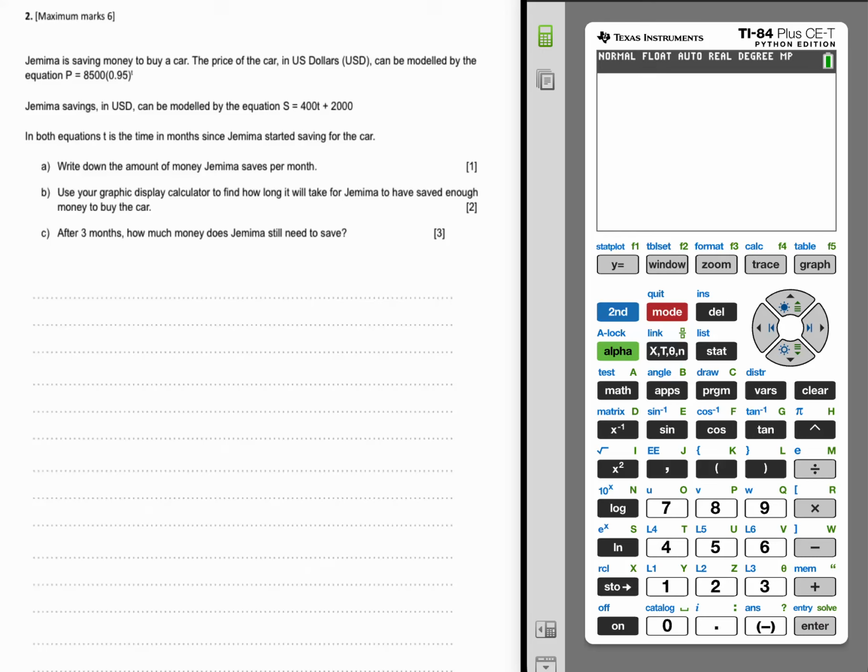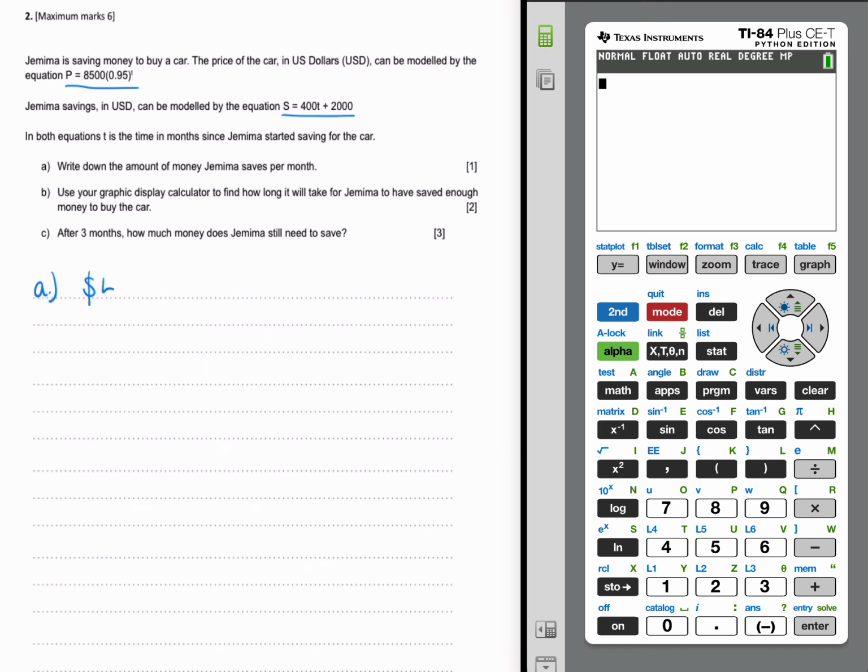So this question is a linear modelling question. We're told that Jemima is saving money to buy a car and that the price of the car is modelled by this equation here. Meanwhile, she's saving money and that's modelled by this separate equation. In both equations, t is the time, and we need to write down the amount of money Jemima saves per month. So for part A, essentially it's asking for the gradient of the savings formula.